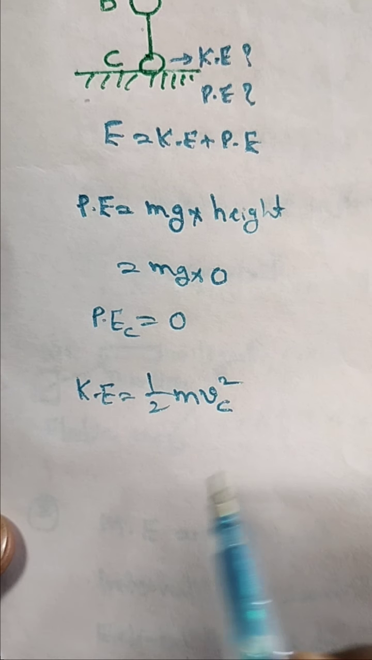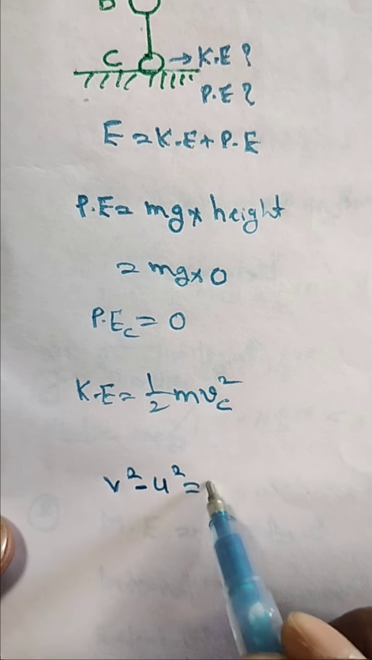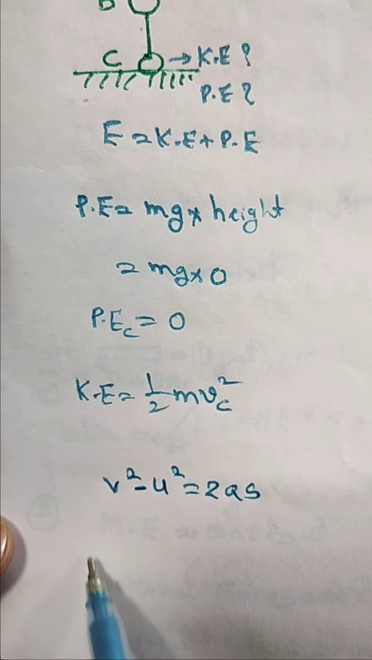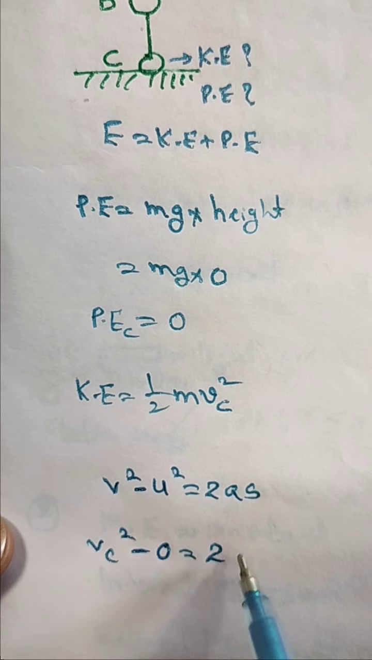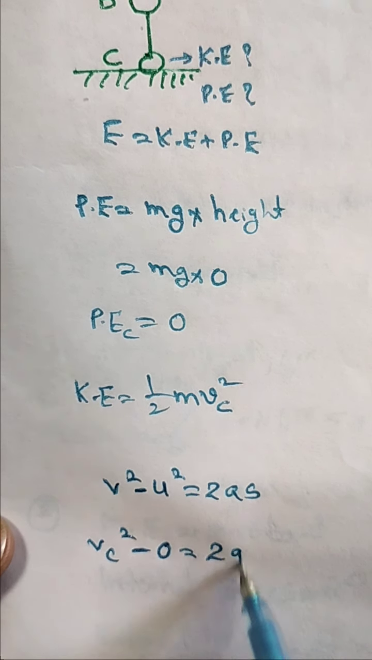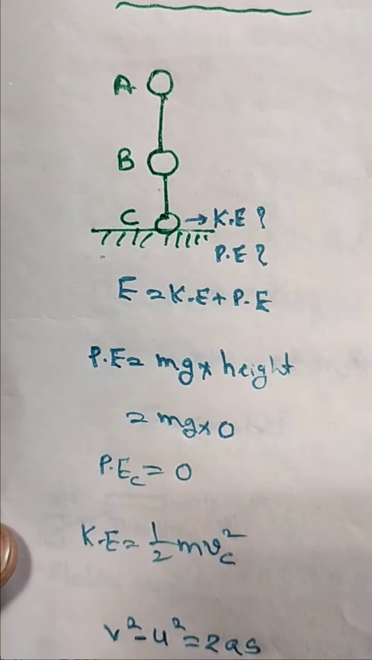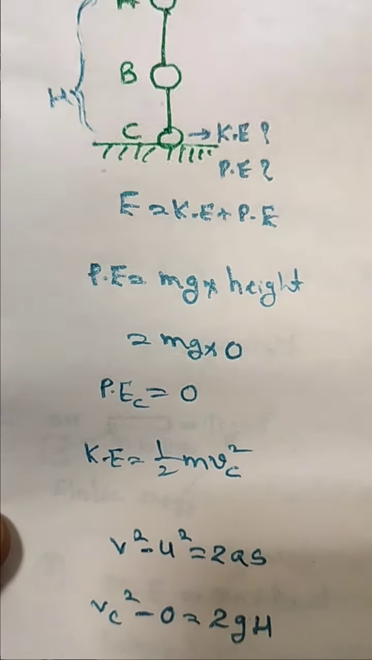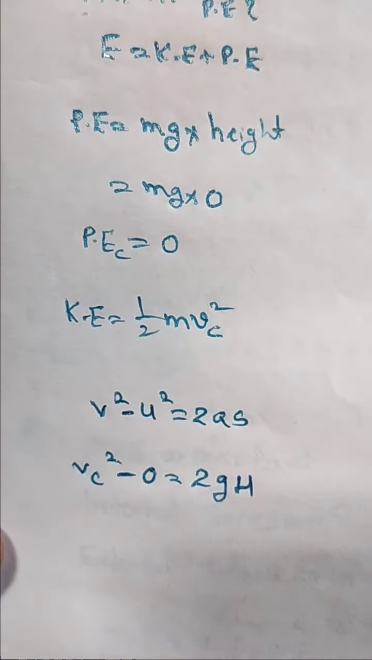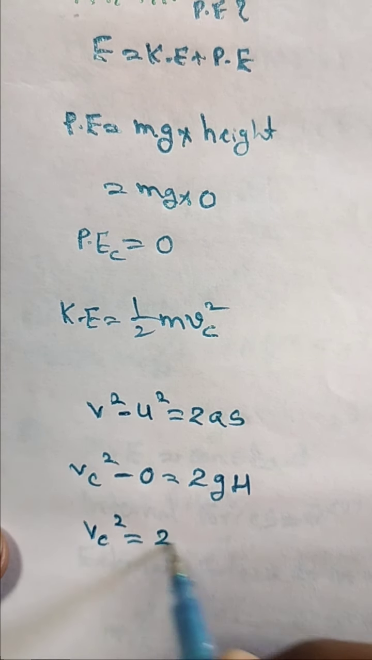So by using v square minus u square equals 2as, same as the previous case. So v means here vC square. What is the initial velocity? u is 0. What is a? a is equal to small g. s is equal to how much distance will be traveled? Capital H. The ball is reaching from A to C. How much distance will be traveled? A to C, H distance will be traveled. So I am taking here vC square minus 0 is equal to 2gH. So therefore vC square is equal to 2gH.